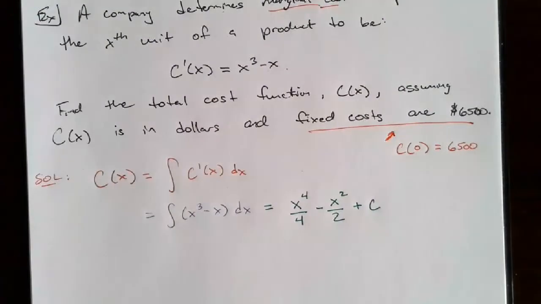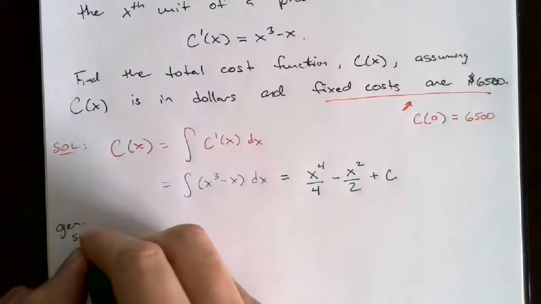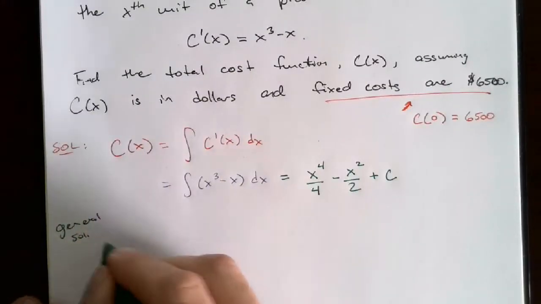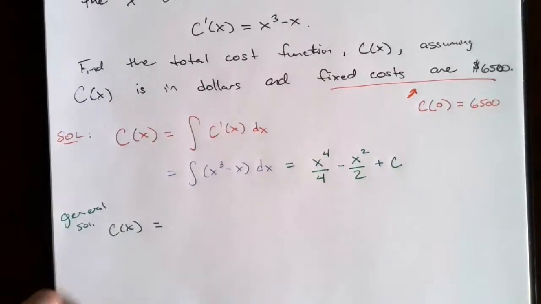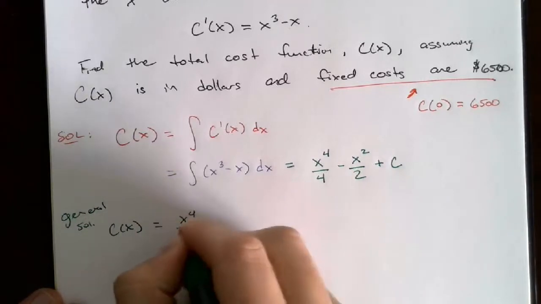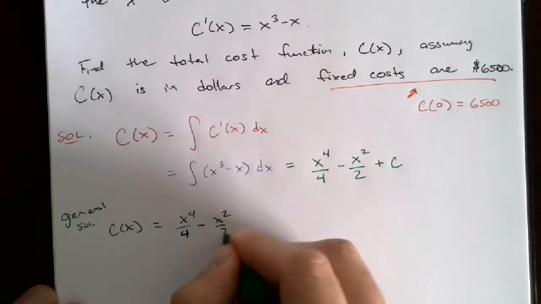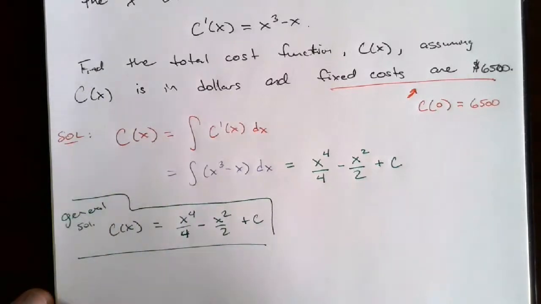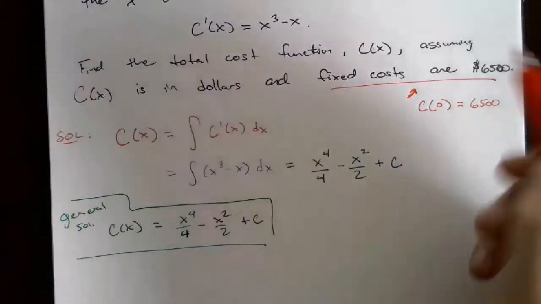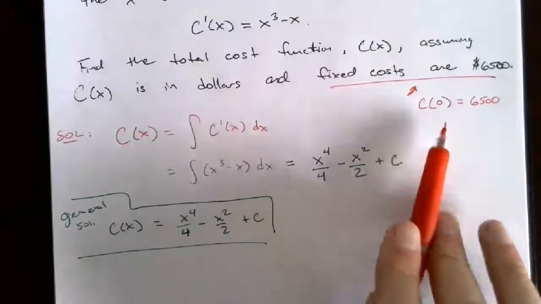So there's nothing really to simplify here. This is actually going to be the general solution. So the general solution would be c of x equals x to the fourth over 4 minus x squared over 2 plus c. Now this is just the general solution. I didn't actually answer the whole question because they said assuming c of x is in dollars and the fixed costs are $6,500, that's giving you information on how to find c.